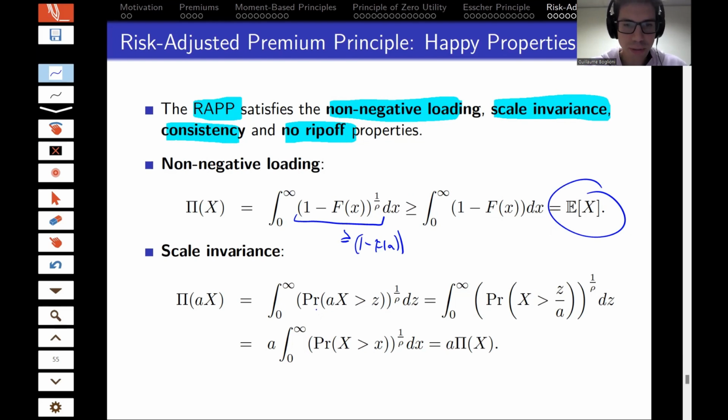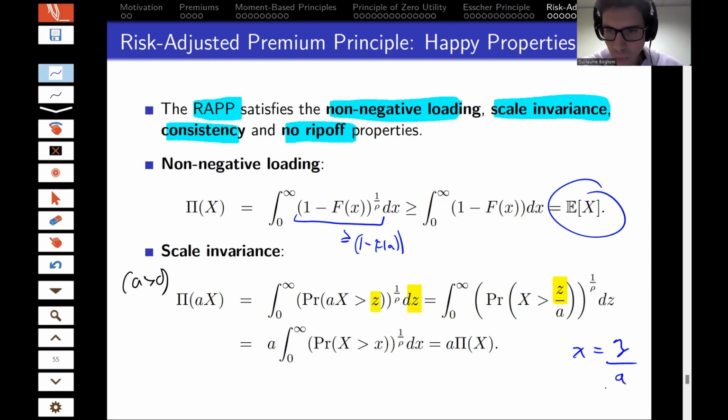Scale invariance, you write what's the definition of the premium of aX. By definition it is this. Then you might rewrite it as X bigger than little z. Here we call it little z. Okay, integration with respect to little z as well. You rewrite it as z divided by little a. Recall here little a is positive. And then you can just make the simple change of variable, call little x to be z divided by a.